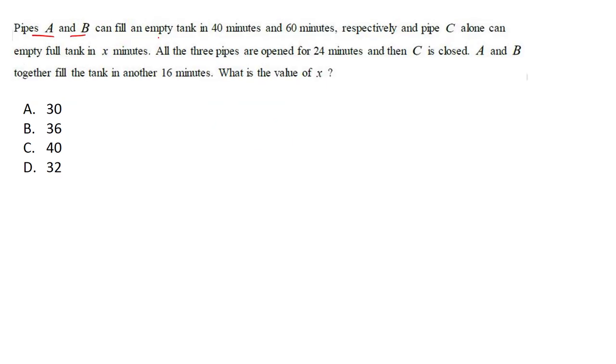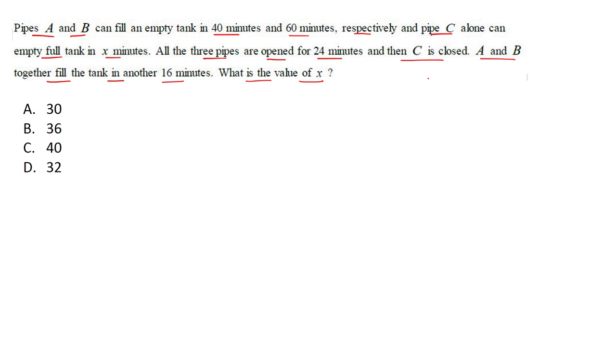Pipes A and B can fill an empty tank in 40 minutes and 60 minutes respectively, and pipe C alone can empty a full tank in X minutes. All the three pipes are opened for 24 minutes and then C is closed. A and B together fill the tank in another 16 minutes. What is the value of X?